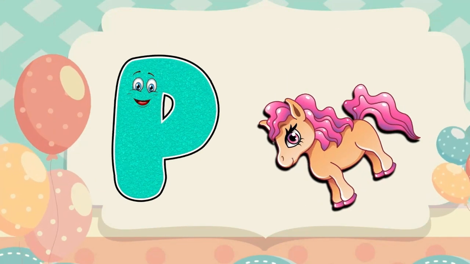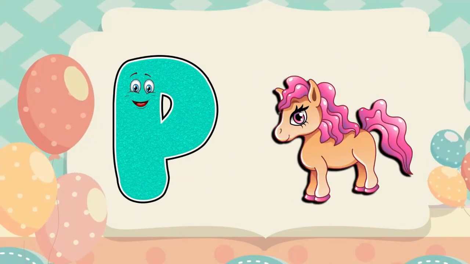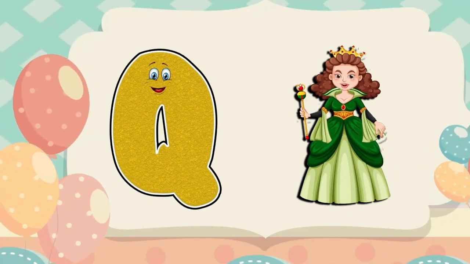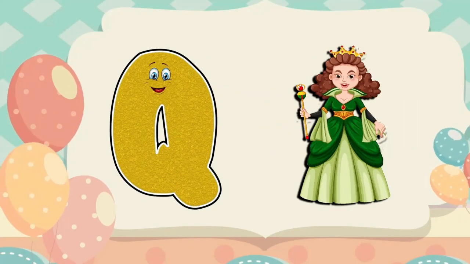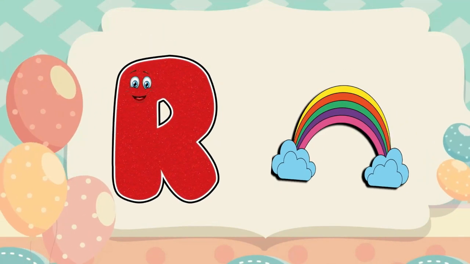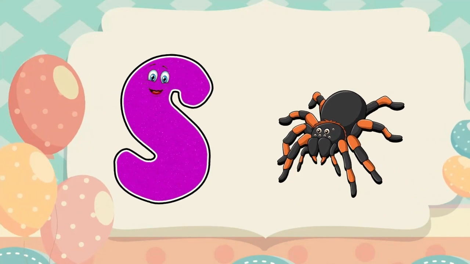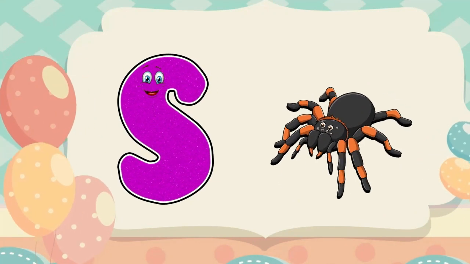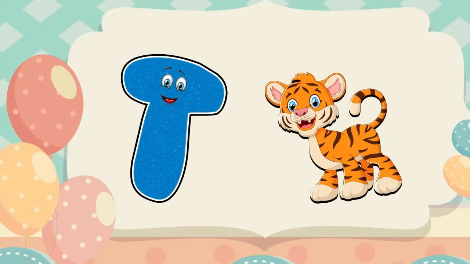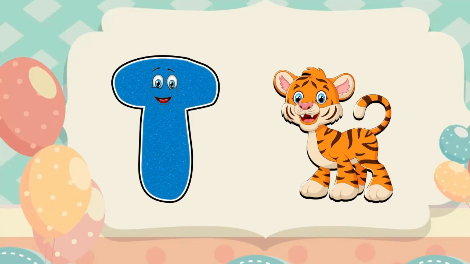P is for pony, pony, pony. P, pony. Q is for queen, queen, queen. Q, queen. R is for rainbow, rainbow, rainbow. R, rainbow. S is for spider, spider, spider. S, spider. T is for tiger, tiger, tiger. T, tiger.